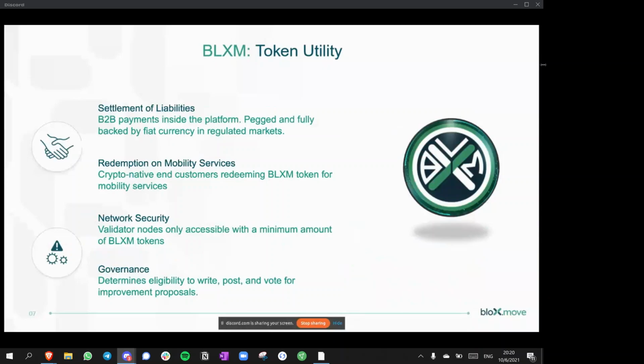And yeah, of course, we have our own token, which is going to be launched on the 22nd of this month. The name is BLXM, so it's the bloX.move token. And as you can imagine, it is the payment method inside the platform. Apart from that, it can be used also to settle liabilities between the companies that are integrated in the platform. Redemption of mobility service, that means basically the payment that the users need to do for the mobility services. Network security and governance. All of us here are pretty used to these terms and to how this works nowadays. So as I said, keep in mind 22nd of October, IDO.